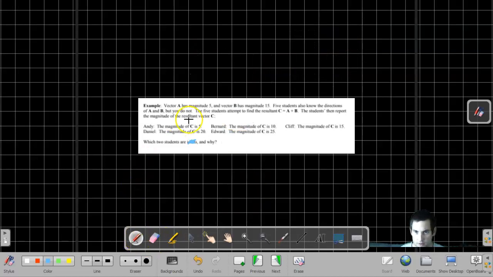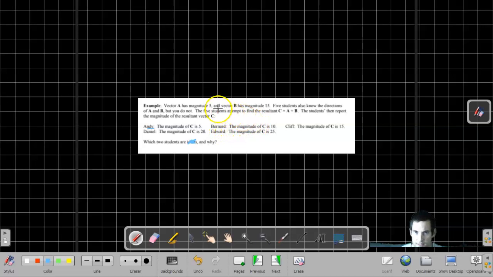So let's dissect each one of these students' claims and determine which students are the most misguided. So we have Andy who says the magnitude of C is 5. If A is 5, B is 15, the resultant C will equal A plus B. How do we add 5 and 15 to get 5? That's a little suspicious, Andy. I don't know. I'm going to mark you down for maybe.